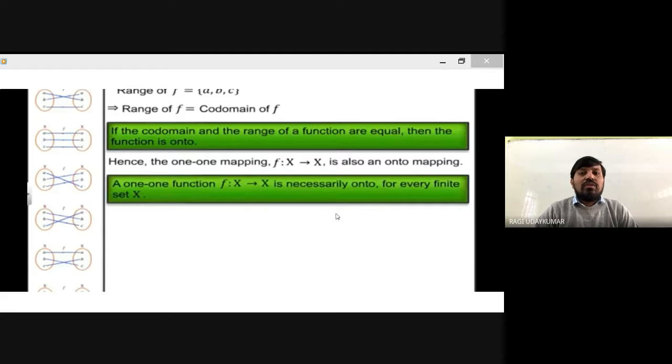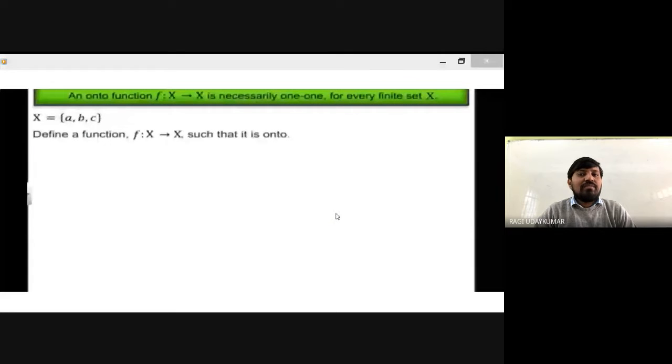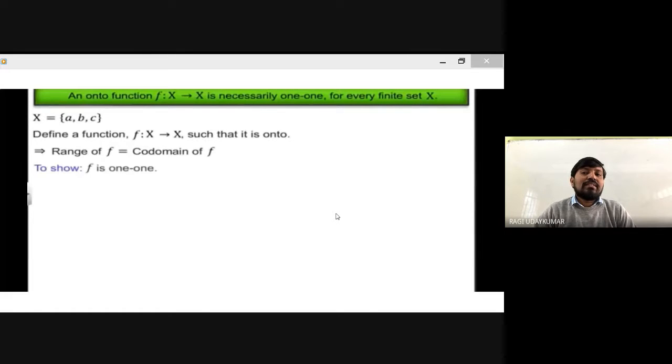Okay, so a 1-1 function f from X to X is necessarily onto for any finite set X. This is the one condition, and an onto function is necessarily 1-1 for any finite set X. So these are the points you need to note here in this situation. Suppose let us take that an onto function is necessarily 1-1 for every finite set X. That is nothing but define a function f from X to X such that it is onto.